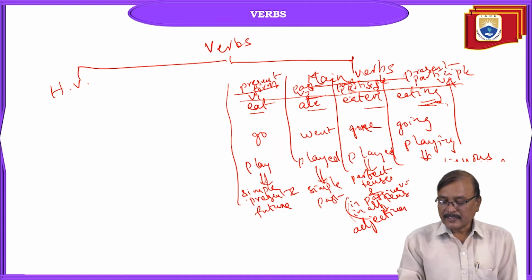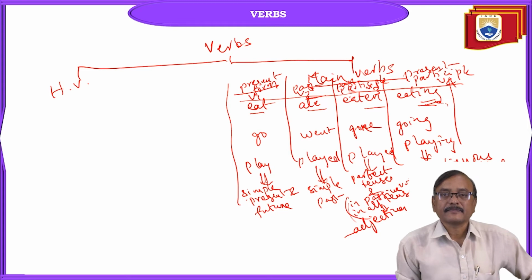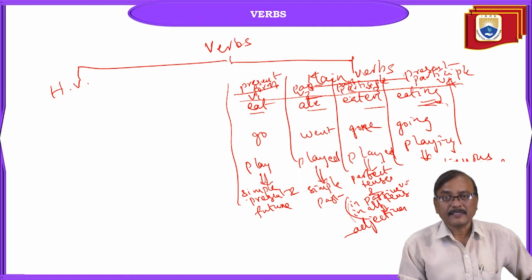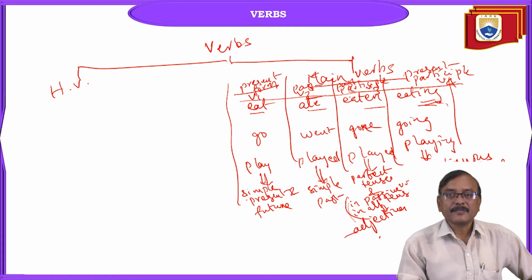So, often this continuous form and V3 form are used in adjectives. V3 is used in perfect tenses in the active voice: present perfect, past perfect, future perfect. In the passive voice, it is used in all tenses, and also in adjectives. Next, the present participle is used in all continuous tenses, and also as an adjective.